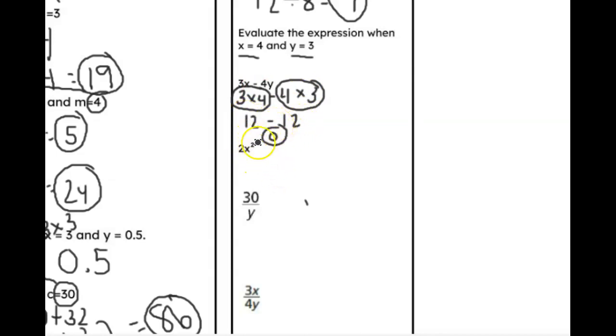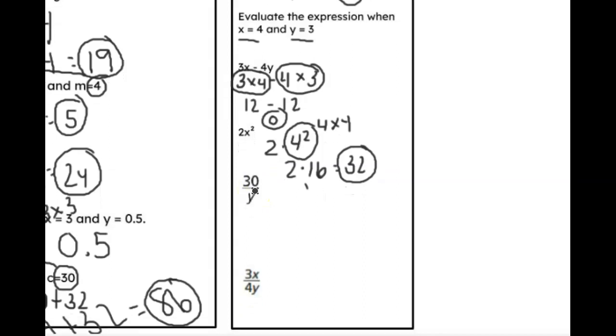Let's look at this next one. We have an exponent. A letter and a number next to each other means multiplication. So I have 2 times x is 4. And we're going to square that. So we have to square it first. Remember, 4 squared means 4 times 4, which is 16. 2 times 16 is 32.